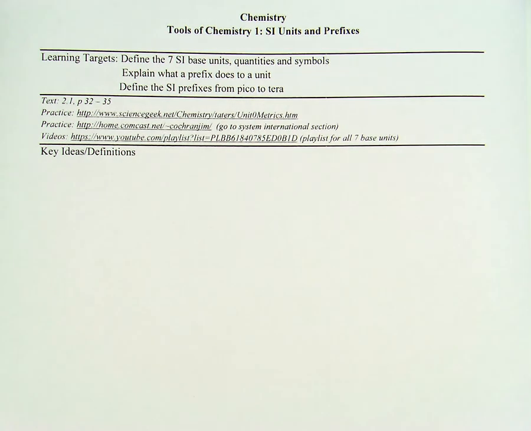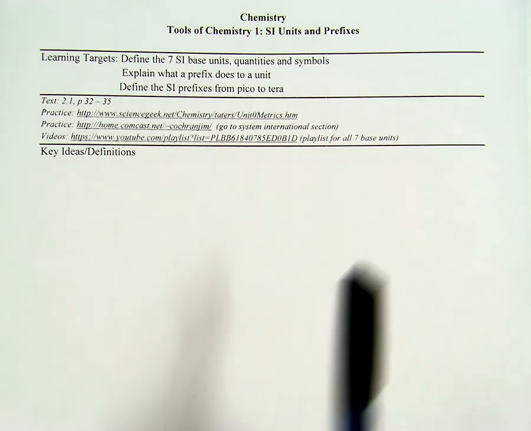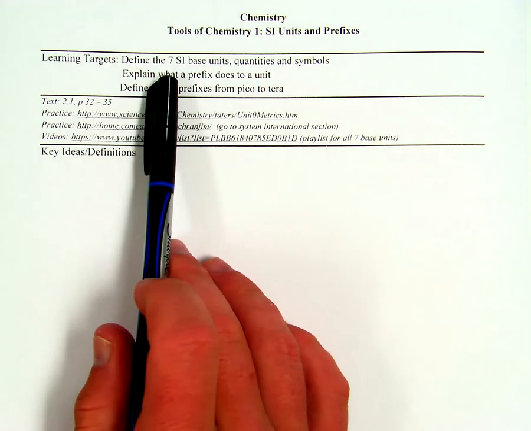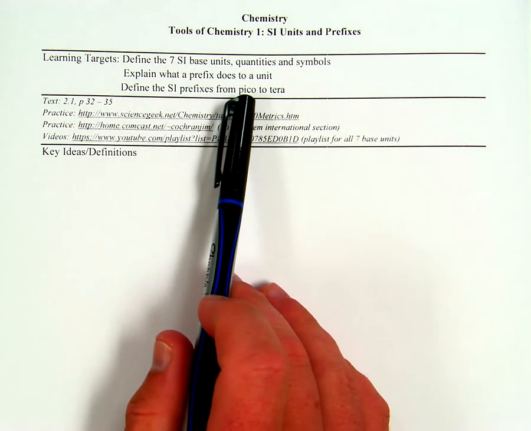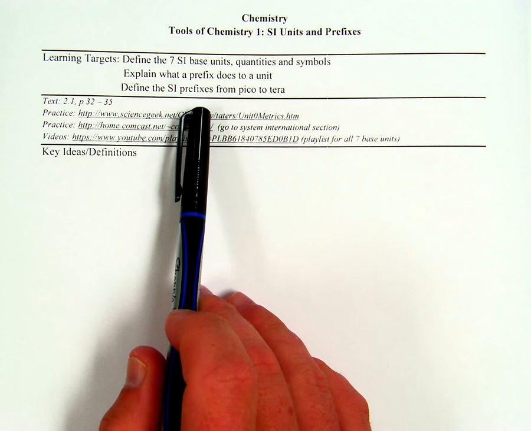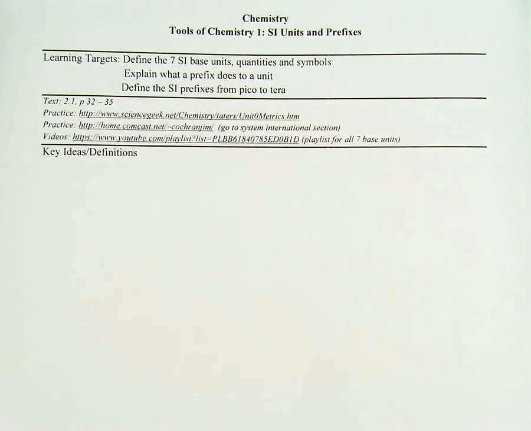And we have three different learning targets here for this lecture. We want to define the 7 SI base units, quantities, and symbols, explain what a prefix does to a unit, and then define the SI prefixes from pico to tera.